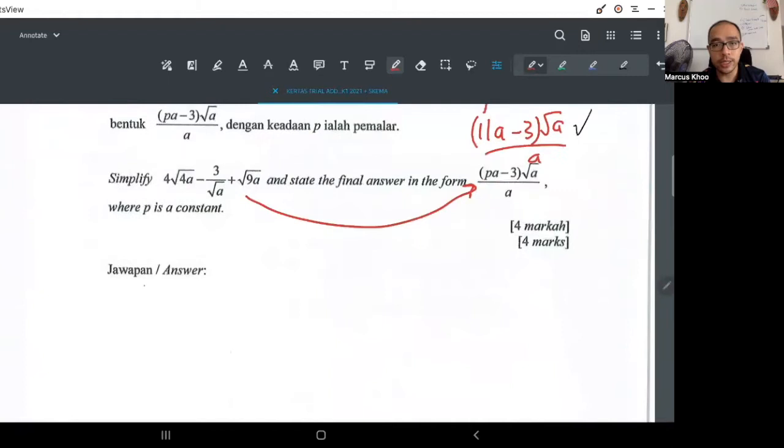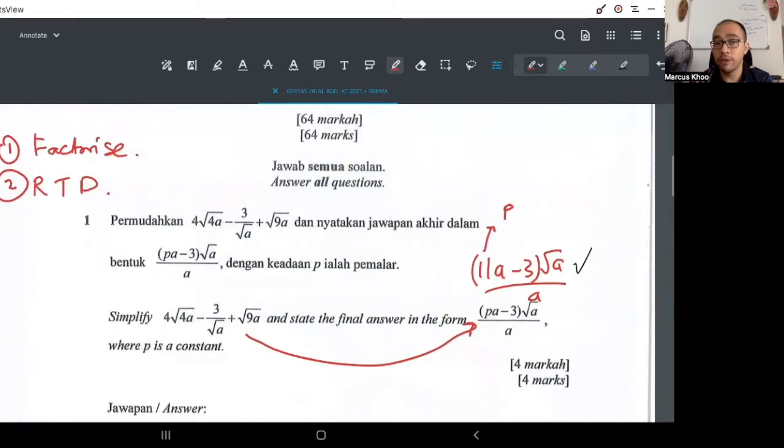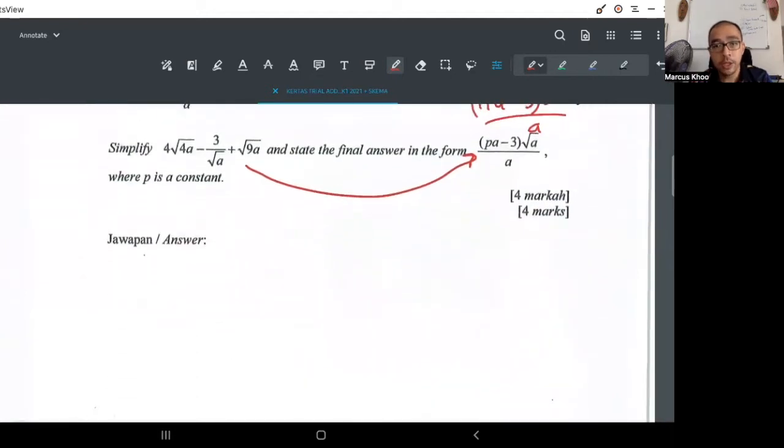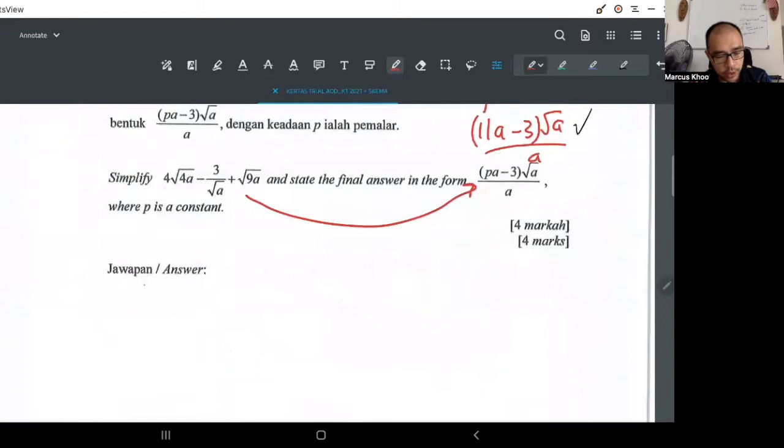So how would you do this? Of course, 1, it will involve factorizing, and secondly, definitely you have to talk about rationalizing the denominator. That's a very important skill. Whenever we talk about surds, simplifying surds most of the time will involve rationalizing the denominator. So how I would do this is, if you notice that actually root 4 and root 9 are square root 4 and square root 9. So it will actually be 2 root a minus 3 over root a plus 3 root a, because root 9 is 3.